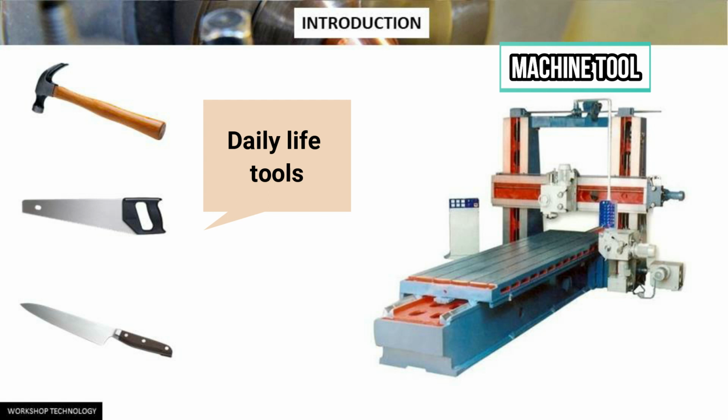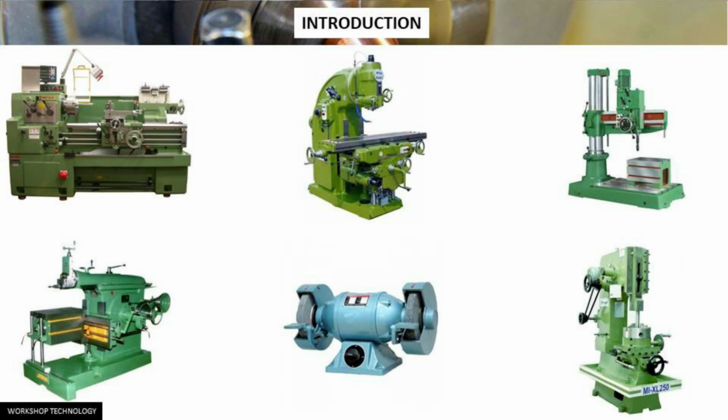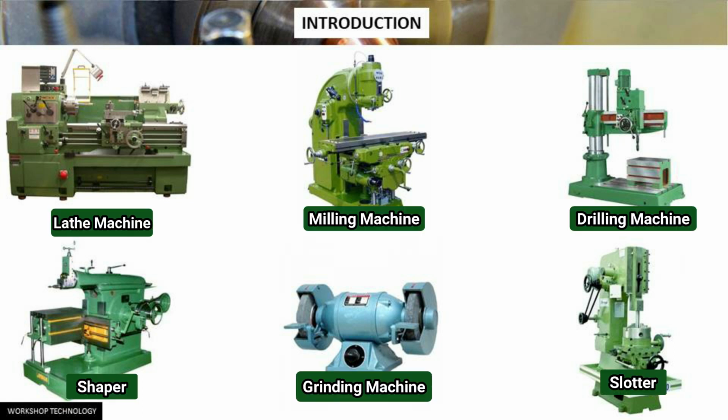The daily life tools are simple tools to do daily life works, but a machine tool performs a specific type of work. The most common types of machinery or machine tools that you will find in a workshop are lathe, shaper, milling machine, grinding machine, drilling machine, a slotter, a planer. These are machine tools having different components, different mechanisms, but their purpose being the same, to produce a product or to repair a product.